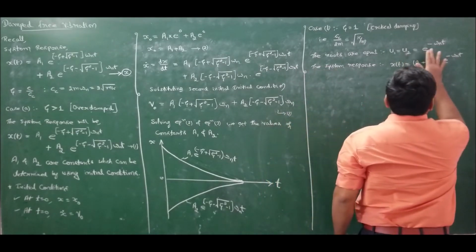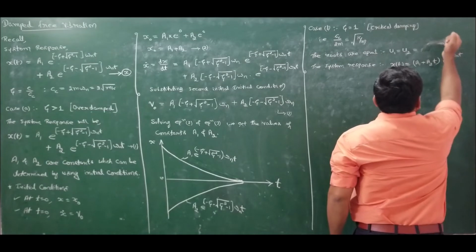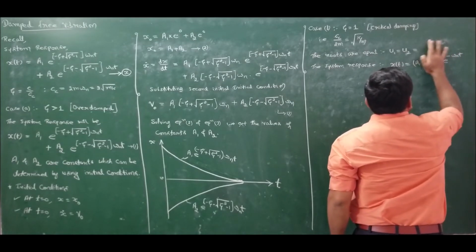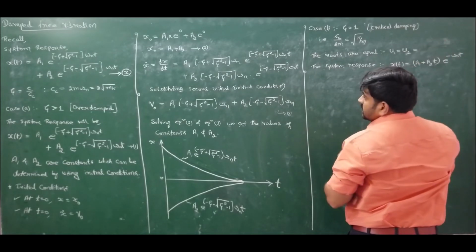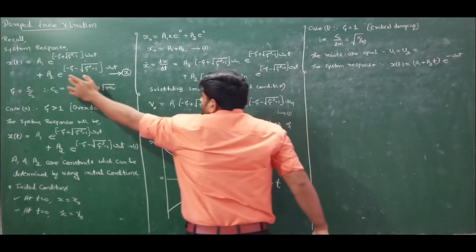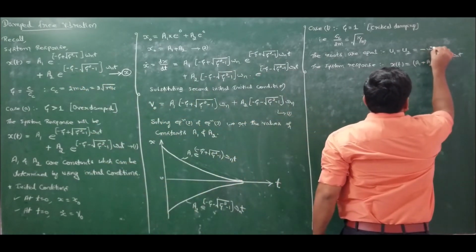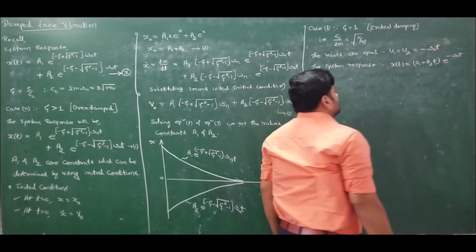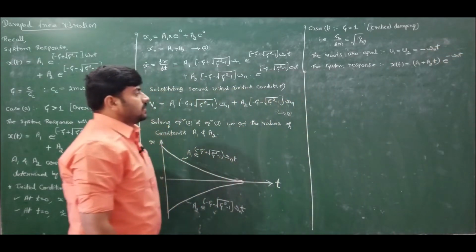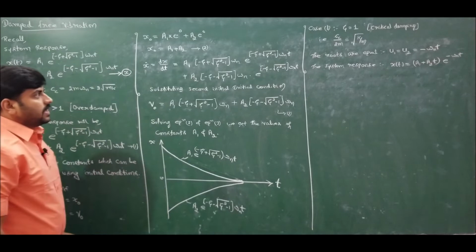Here I am writing the value of root, right? Sorry, I should write the value of root, not the exponential. The root is just the term in the exponential form. It is nothing but minus omega n. Why am I writing exponential? So the root is nothing but minus omega n.